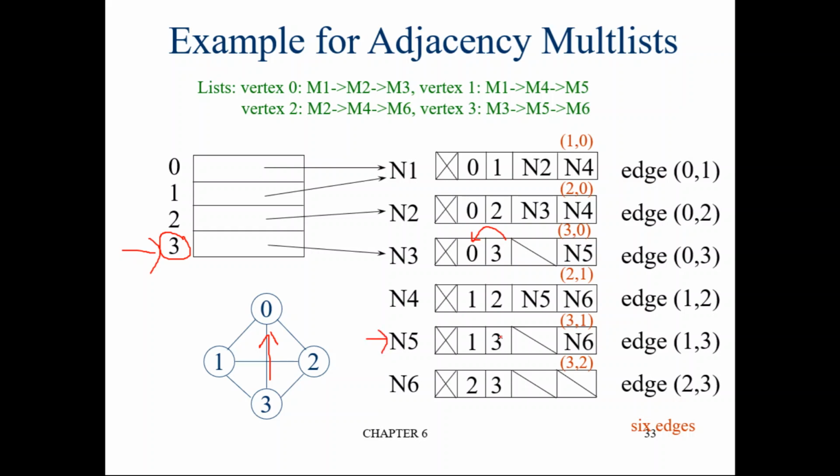In N5 you have 1 and 3, but our source is 3. So you have to take 3 to 1. So the 3 to 1 edge is done. Then you follow this pointer, which is N6. In N6 you have 2 and 3, and our source is 3, so you follow 3 to 2. This edge is done. After 3 to 2, which pointer do you follow? This one, which is null. So stop. This is how things are represented using adjacency multisets.